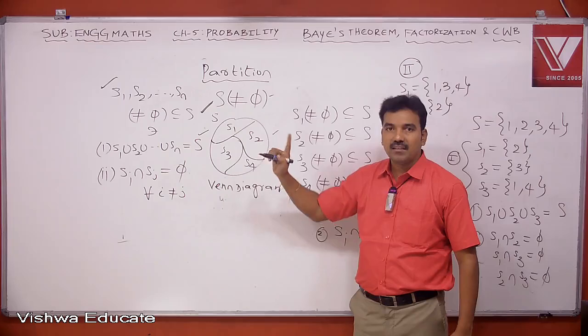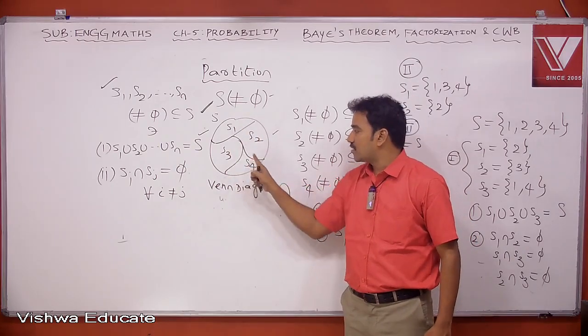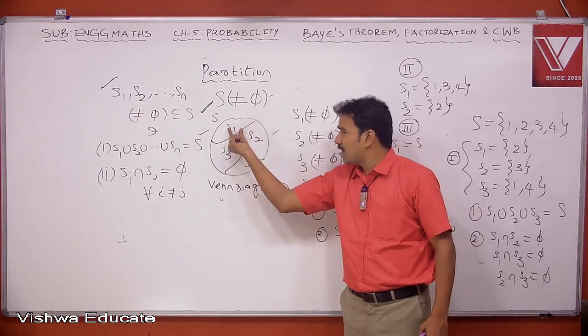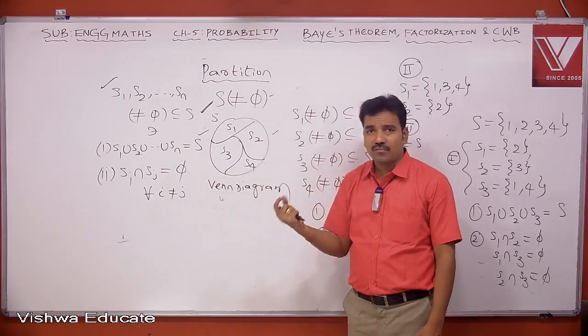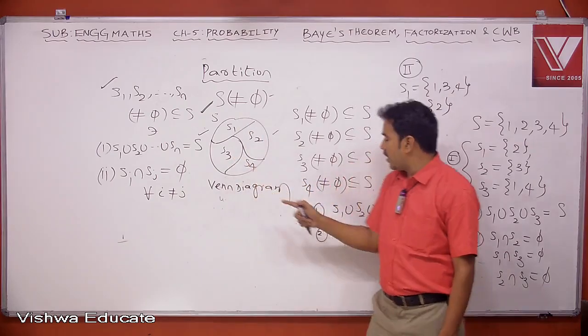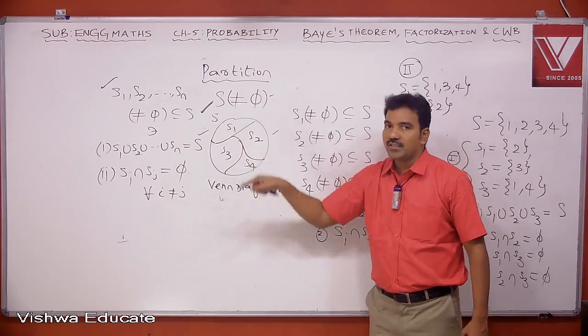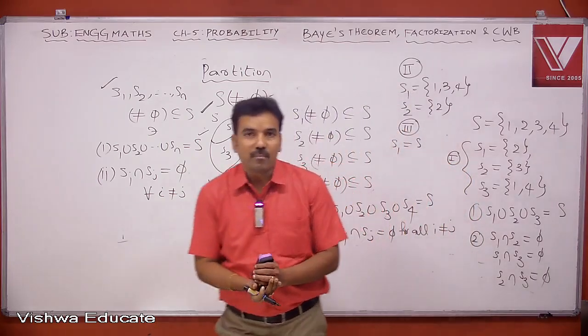I have divided this set S into 4 non-empty subsets. So S1, S2, S3, S4. Basically, S1 is one subset of S which is non-empty. So S1 union S2 union S3 union S4 is S, and the intersection of any two of these is empty. Therefore, they form a partition.